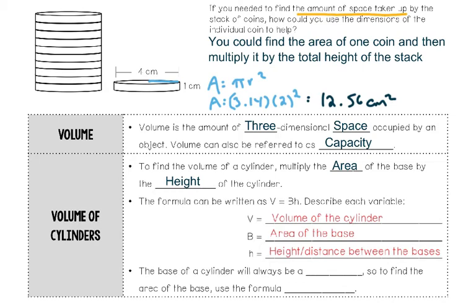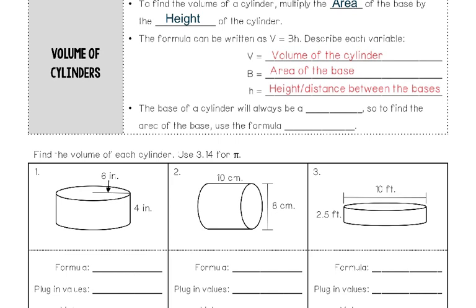Height is not always vertical. If you look at this example below on number 2, the height is 10 centimeters. The height is sometimes horizontal because it's just the distance between the two bases. This is that can, it's just dumped over on its side.